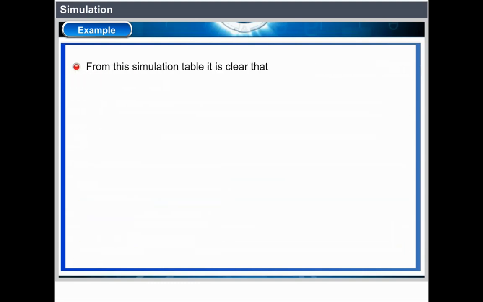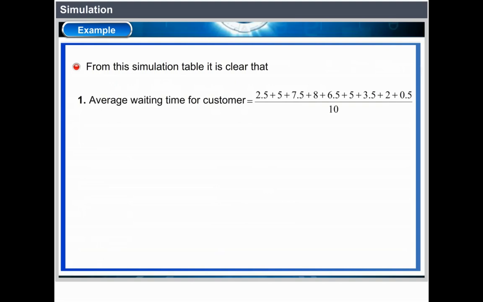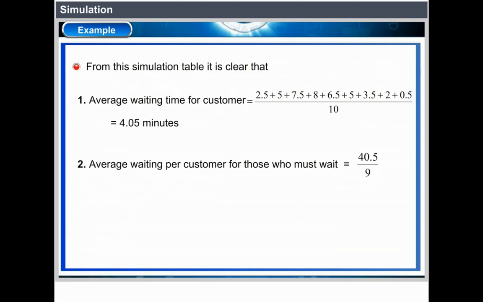From this simulation table, it is clear that, subdivision 1, average waiting time per customer equals 2.5 plus 5 plus 7.5 plus 8 plus 6.5 plus 5 plus 3.5 plus 2 plus 0.5 divided by 10 equals 4.05 minutes. Subdivision 2, average waiting time per customer for those who wait equals 40.5 divided by 9 equals 4.5 minutes. Subdivision 3, percentage idle time of the facility equals 0%.